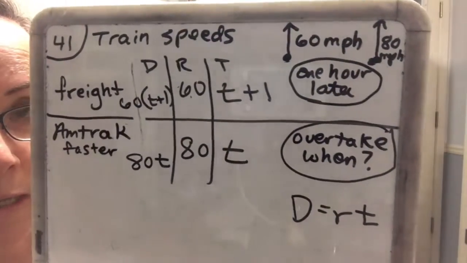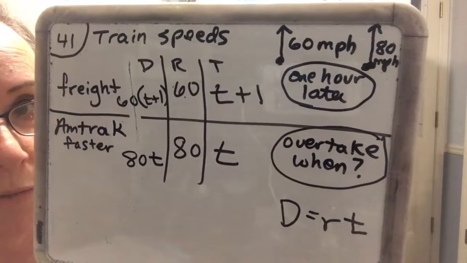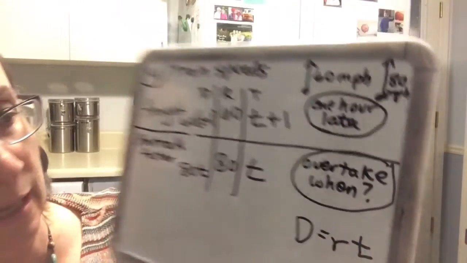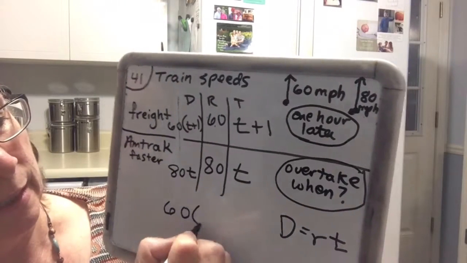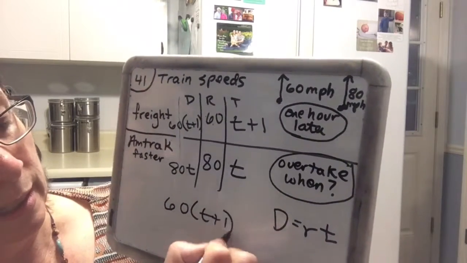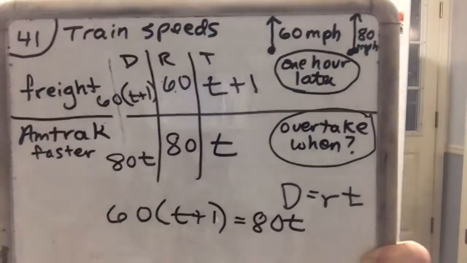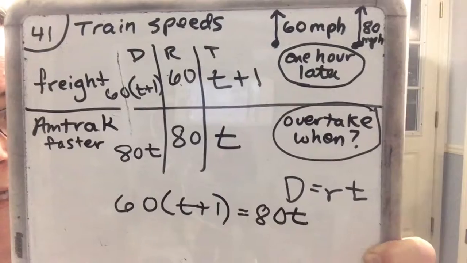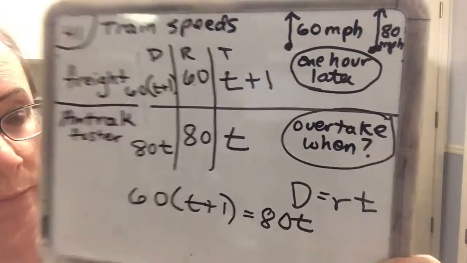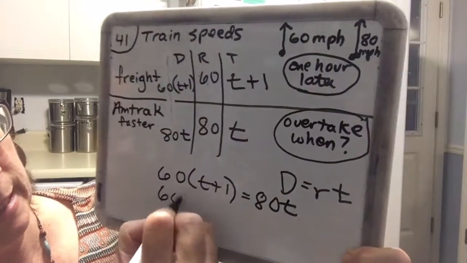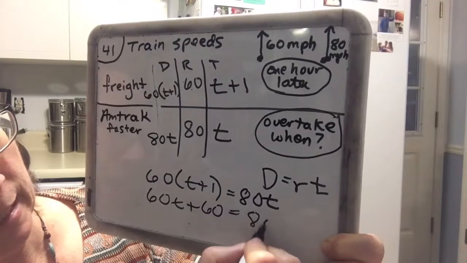Distance is rate times time. So since I know the two distances are the same when the one train overtakes the other, then I'm going to set the two distances equal. So 60 times (T plus 1) is the same as 80T. Okay, so now all I have to do is distribute the left-hand side and solve for t, because t is what I'm looking for. So 60t plus 60 is 80t.